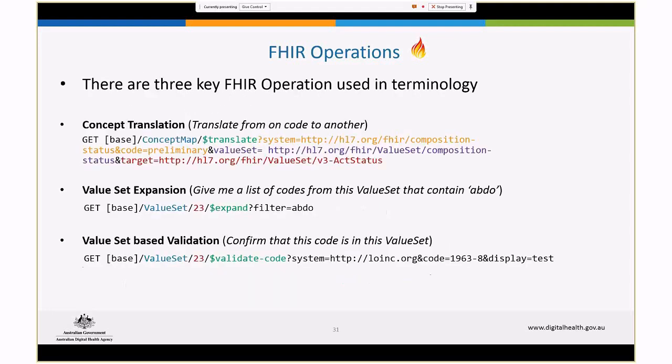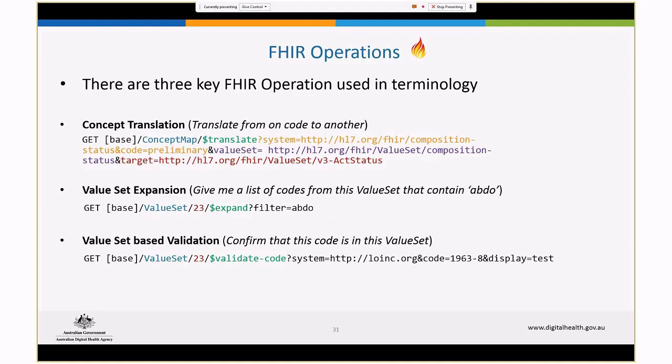So these are those 3 core operations used in FHIR terminology. So concept translation. So this is translating from one code to another. So it's using that concept map. You can see in the URL the concept map.